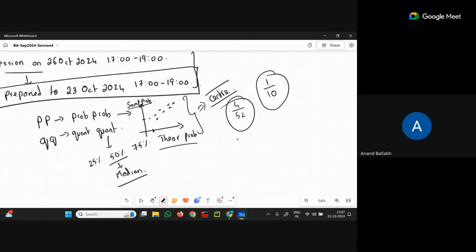So, sir, that is quartile or quantile? It's quantile. And then what is quartiles? People say the same thing, man.